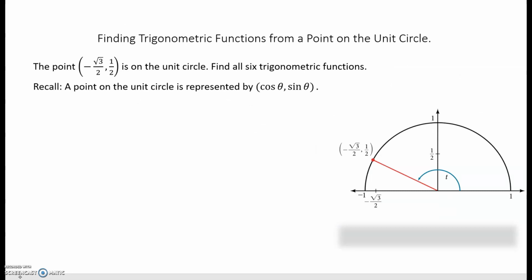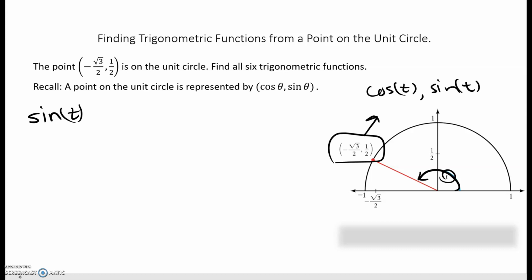Now let's find the trig functions when they give you just a point on the unit circle. We're going to find all 6 trig functions given this point right here, negative square root of 3 over 2, comma 1 over 2. We'll call the angle t, because that's the angle they give us. On the unit circle, this point is represented by cosine t, comma, sine t.